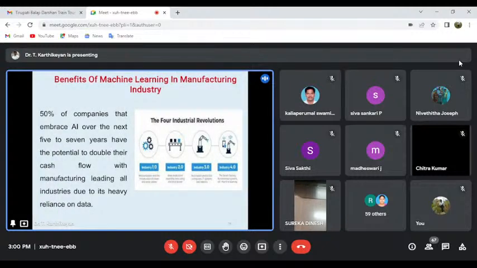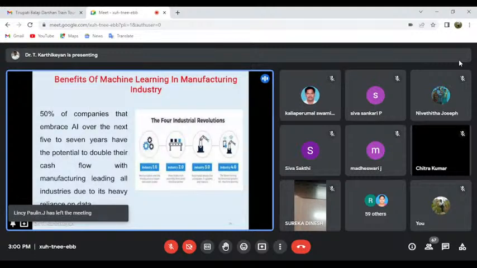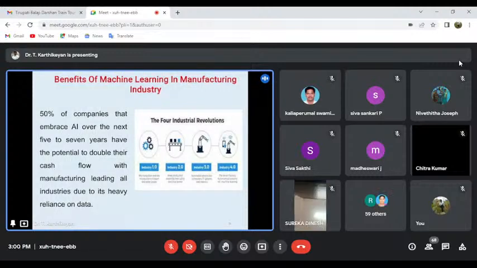Okay, so as of now, we have seen machine learning: what is machine learning, types of machine learning, algorithms under supervised learning and unsupervised learning, deep learning, and also the development platforms, development languages, and IDEs. So now, today's topic is the benefits of machine learning in different types of industries, the impacts of machine learning in different types of industries.